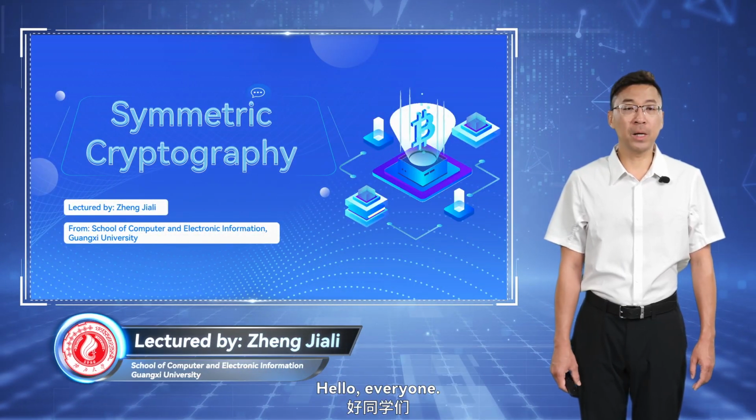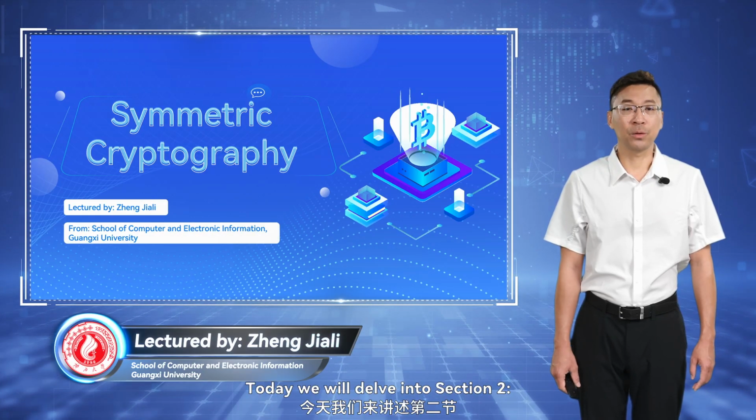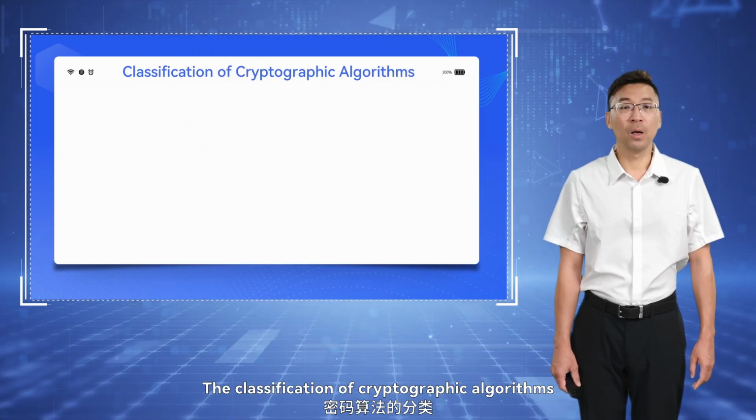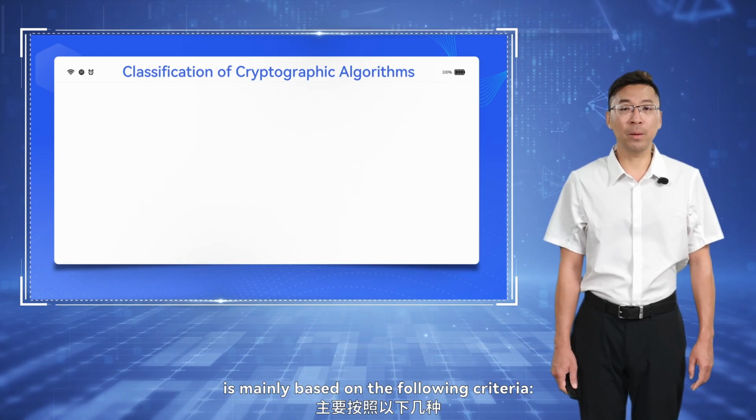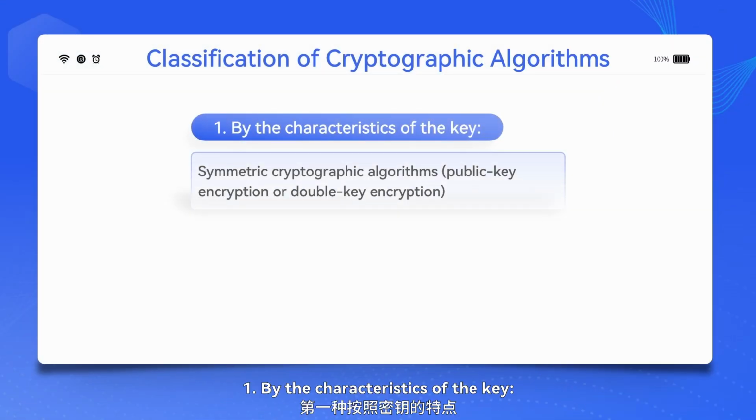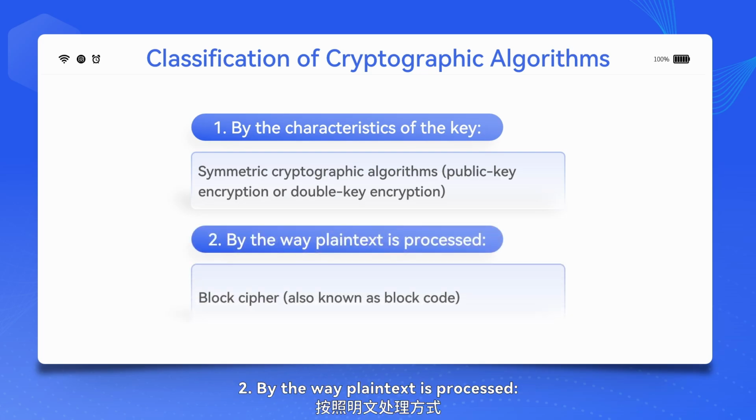Hello, everyone. Today we will delve into Section 2, Symmetric Cryptography. The classification of cryptographic algorithms is mainly based on the following criteria. 1. By the characteristics of the key, we can divide them into symmetric cryptographic algorithms and asymmetric cryptographic algorithms. 2. By the way plaintext is processed, we can divide them into stream ciphers and block ciphers.